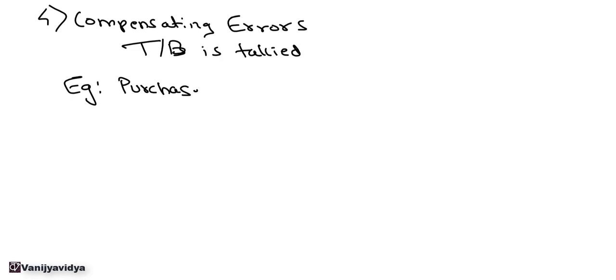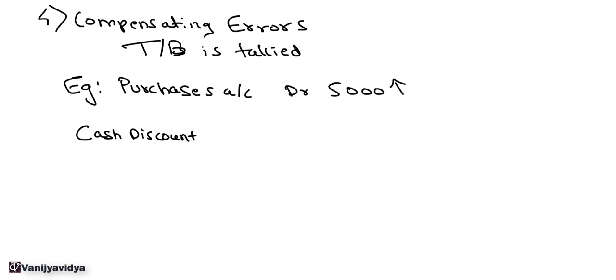So the balance in the purchase account is showing is in excess of 5,000 debit. Now there is one more error. There is some cash discount of 5,000 received from Mr. A.